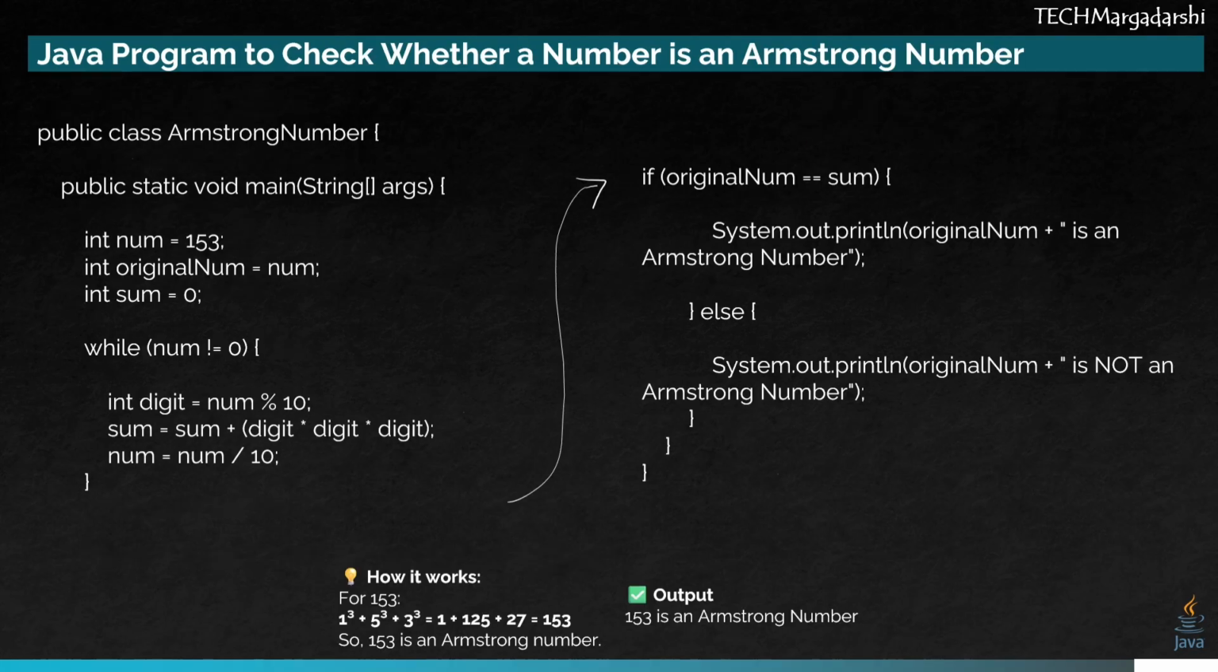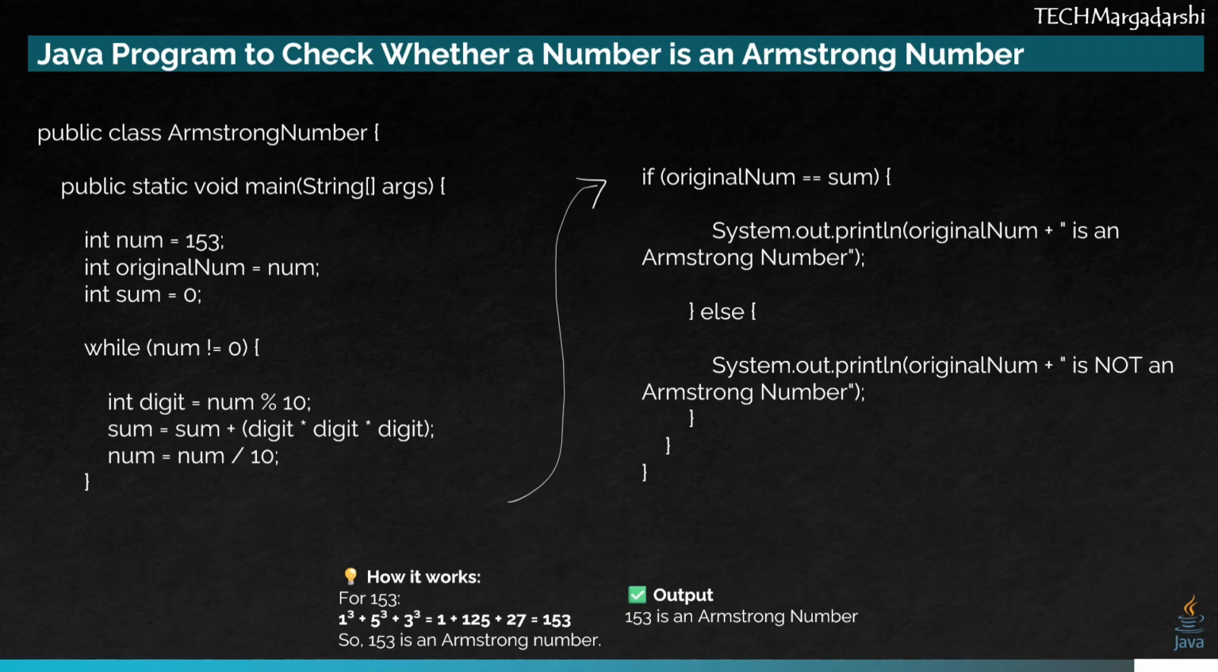Now, let's understand how to check whether a number is an Armstrong number in Java. An Armstrong number is a number where the sum of the cubes of its digits is equal to the original number. For example, 153 is an Armstrong number because 1 cubed plus 5 cubed plus 3 cubed equals 153. First, we store the number 153 and keep a copy of it in original num. We then use a while loop to extract each digit using the modulus operator.